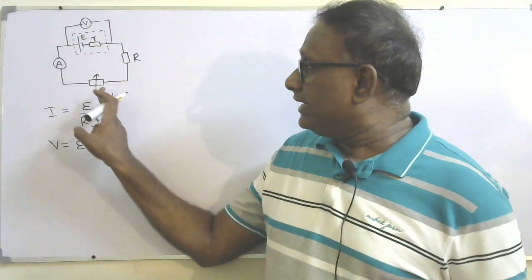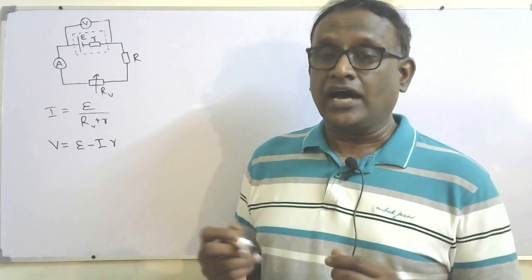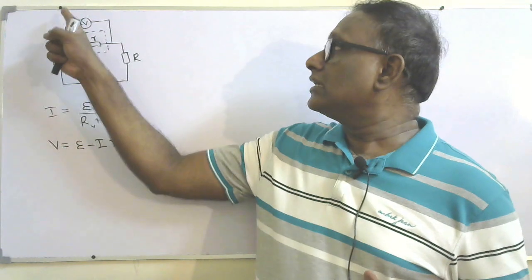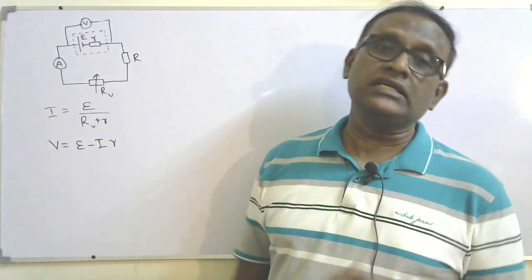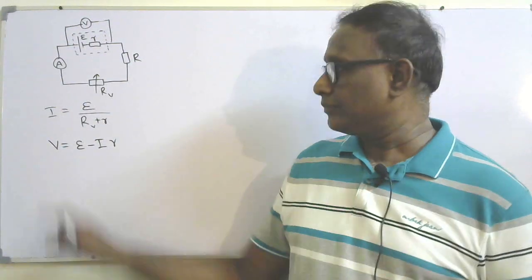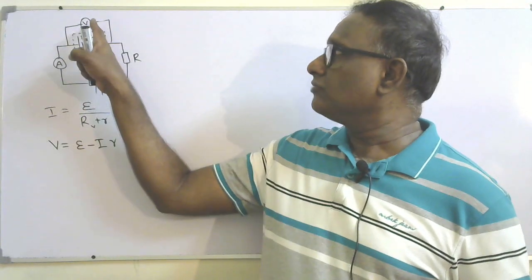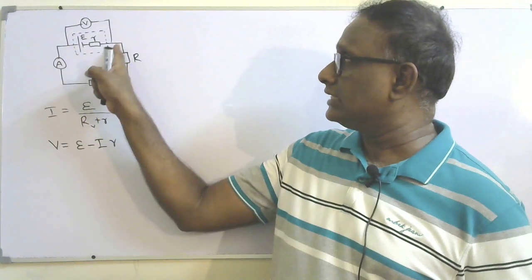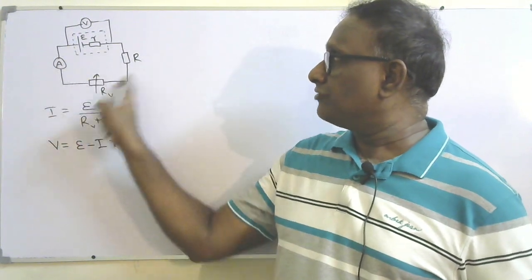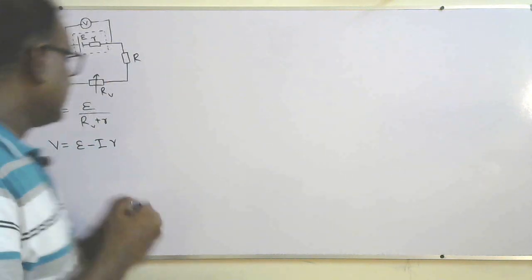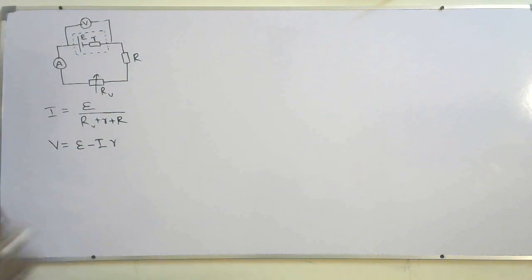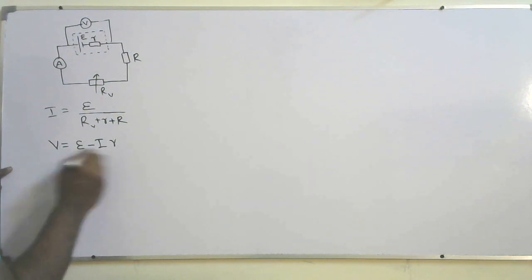Vary the value of RV, and for different values of voltmeter reading, record the relevant ammeter readings. By changing the RV, record voltmeter reading and the relevant ammeter reading. Voltmeter reads the terminal potential difference. Ammeter reads the current flow through the cell. So there I should put symbol capital R also. That is the resistance used for protection of the circuit. So I can say V equal E minus IR.